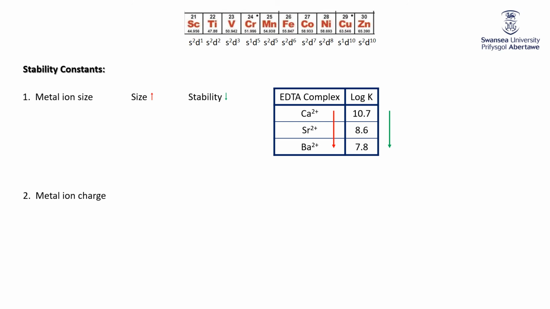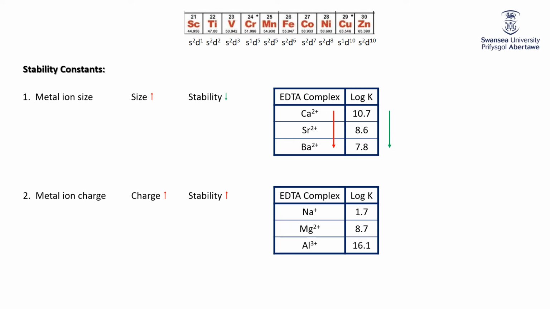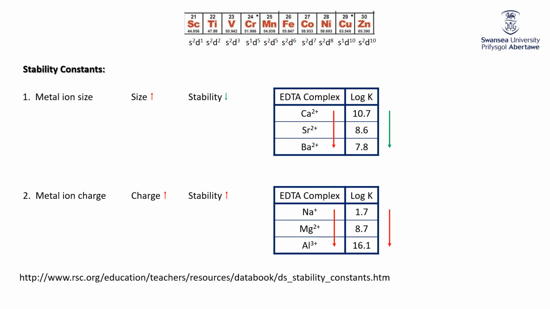Metal ion charge obviously has a significant effect. As the charge goes up, by and large, the stability goes up. We can see this again with this EDTA complex as we go from sodium plus to magnesium 2 plus to aluminum 3 plus. So the charge is going up, and the log of the K, the stability constants, is increasing: 1.7 to 8.7 to 16.1. These numbers are again taken from that same RSC website.